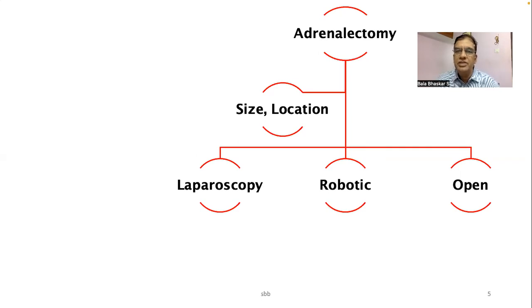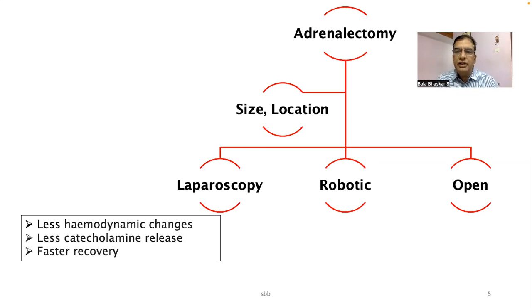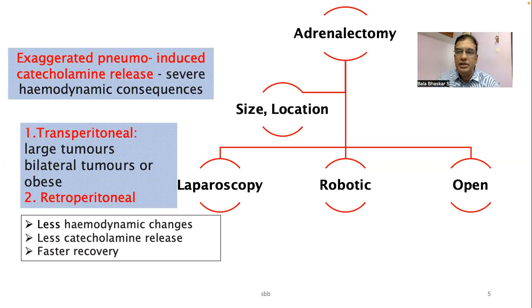What you have to remember is basically the definitive management of these pheochromocytomas and paragangliomas is the adrenalectomy, because it is mainly an adrenal medullary tumor. So the type of the surgical intervention, whether it is laparoscopy or robotic or open, depends upon the size and location of the tumor. Very commonly, more than 80% of the patients undergo the laparoscopic procedures in modern times, mainly because it's also less hemodynamic changes, less catecholamine release, and there is faster recovery for the patient also.